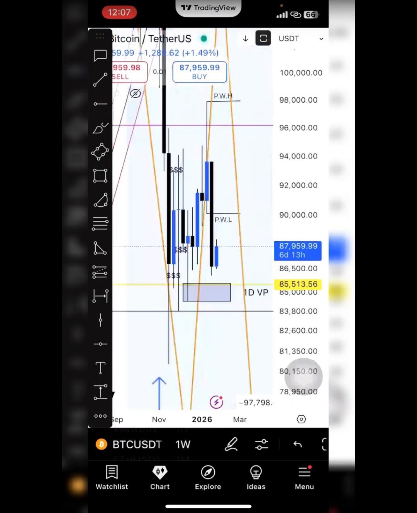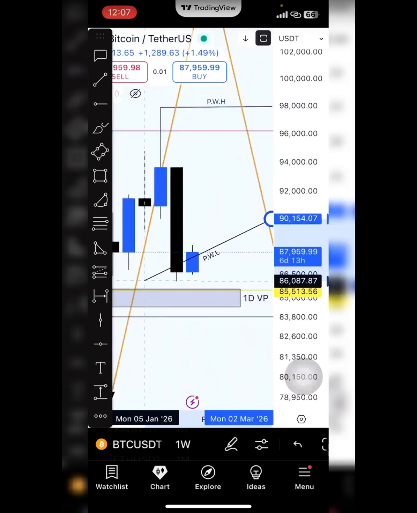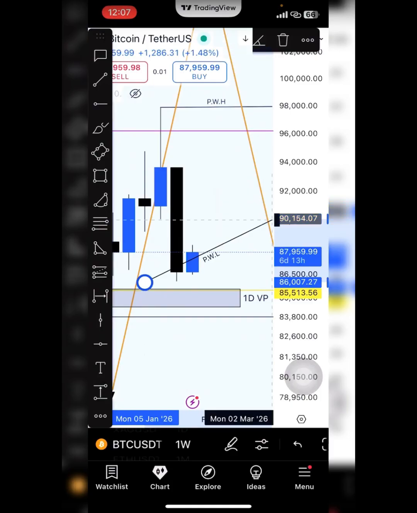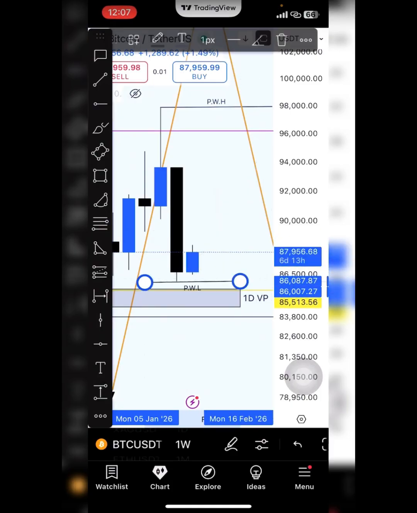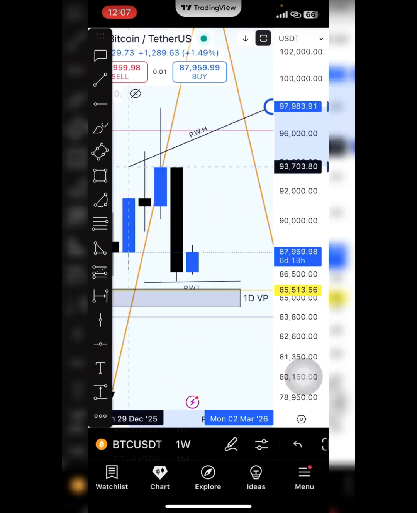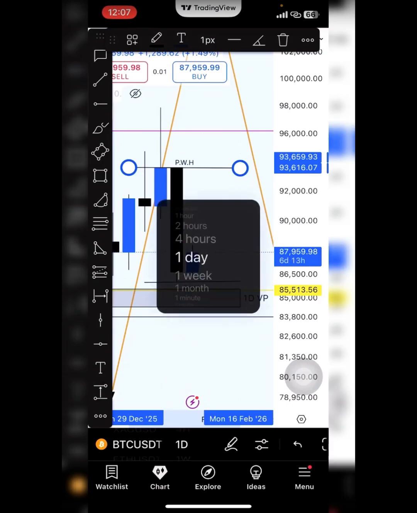low. This is the weekly time frame. So this is the previous week low over here. This previous week low. And this previous week high over here. Good. Then we go to the daily time frame. I already marked out the daily demand zone we are buying from.